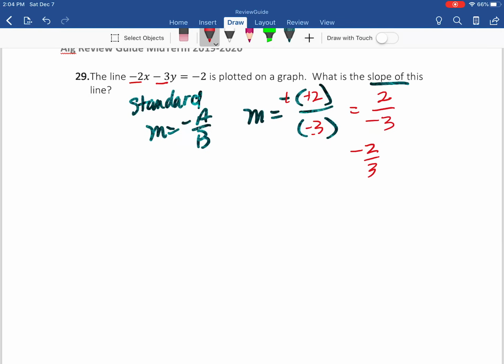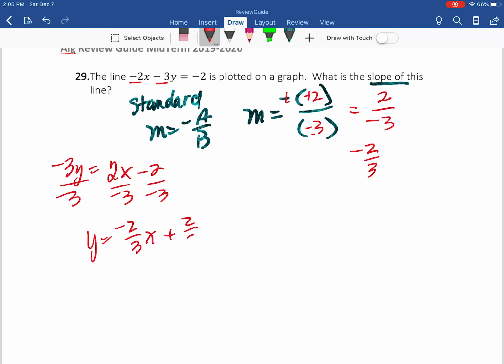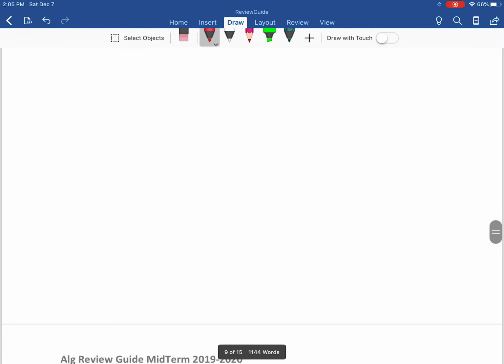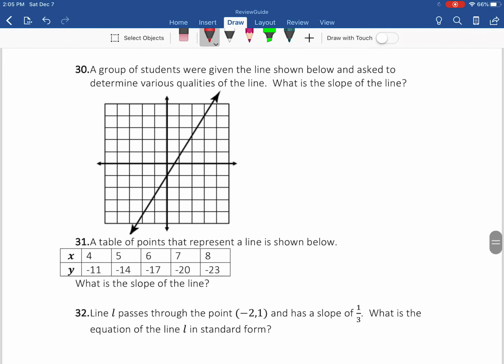You can also solve for y. If I find our slope by solving for y, this is going to become negative 3y equals positive 2x minus 2, divided by negative 3. That gives me y equals negative 2/3 x plus 2/3. So again, I notice my slope is right there next to the x.